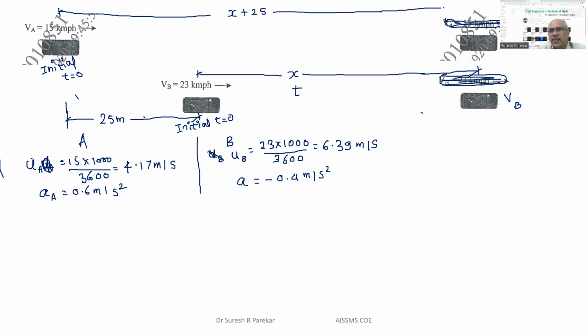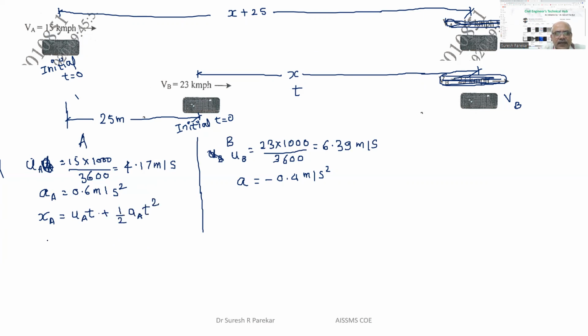This is the distance covered by B. So now if we write x and x plus 25, we will make it. I will write here, we have x_A equal to u_A t plus half a_A t square. T is the same for both.